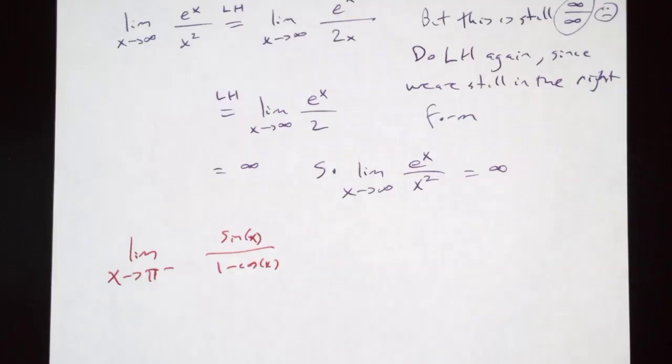First question. What does that little minus sign there mean? From the left. So I'm only looking at values that are smaller than pi. But sine of x is continuous at pi. I could just plug in. Cosine is continuous at pi. I could plug in. What did you do first?